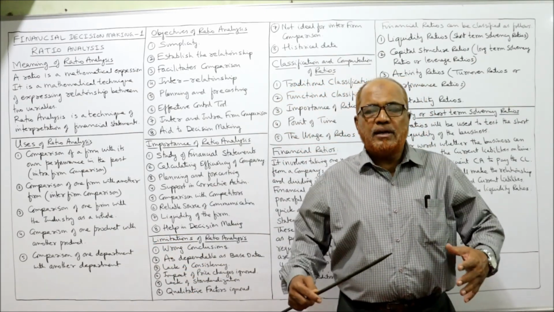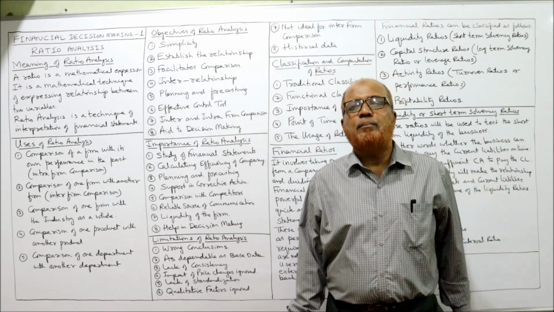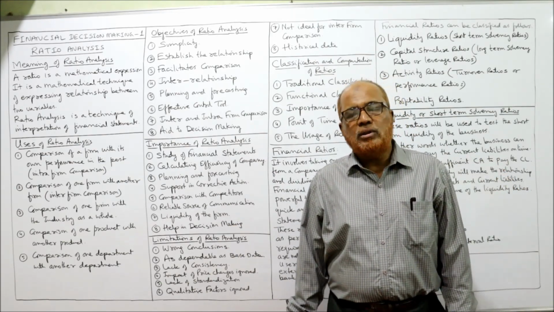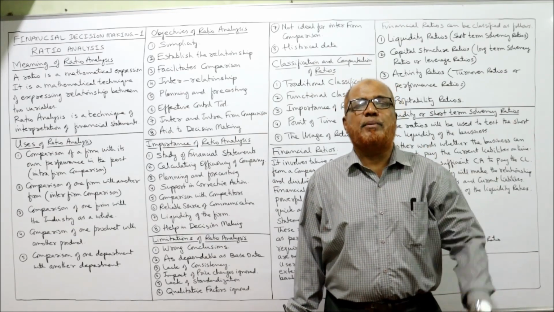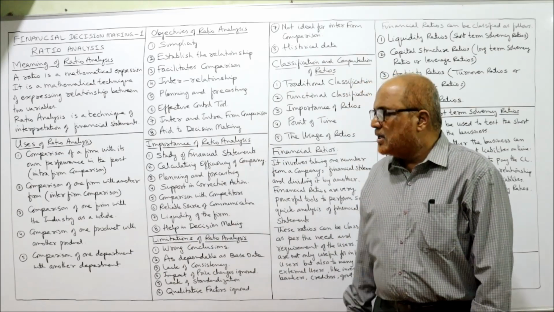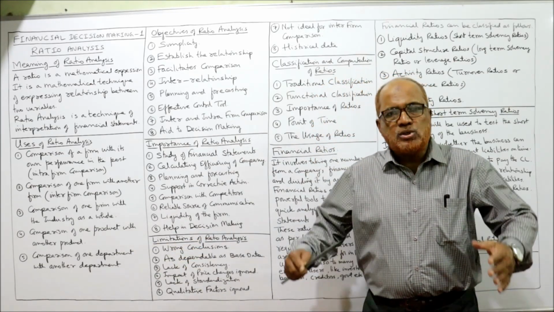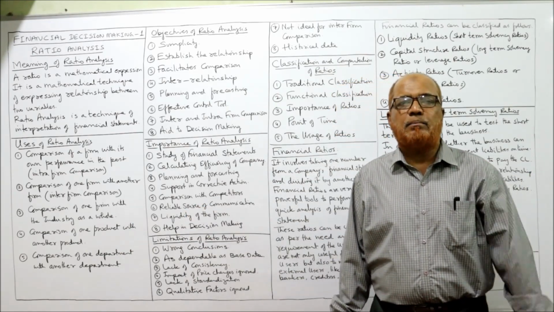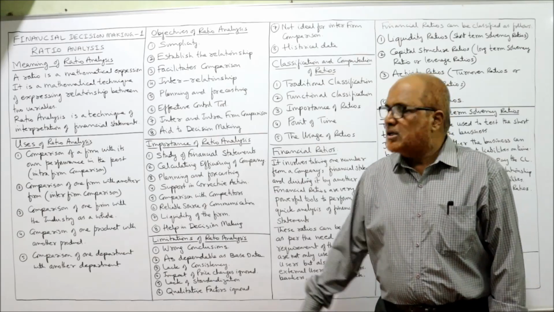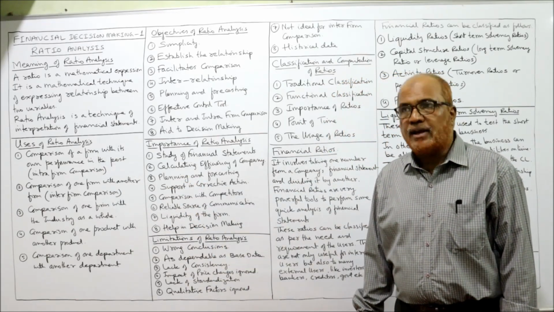Next one is comparison of one product with another product. Nowadays, companies are dealing in multiple products, and different products have different profitabilities. Now the company wants to compare one product's performance with another product's performance, so ratios will be used. Similarly, comparison of one department with another department. If there are multiple departments, we can compare the performance of one department with another. These are some of the uses of ratio analysis.